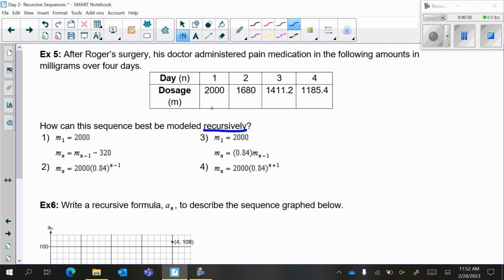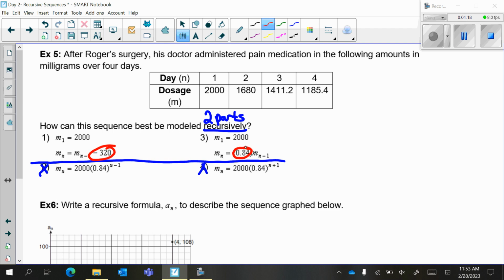And we know that recursive sequences are 2 parts. So just to show how this is broken up, you can cross out choice 2 and you can cross out choice 4 because that's one piece of information. Between 1 and 3, you have to look for the pattern. The first pattern is to subtract 320, and the second pattern is to multiply by 0.84.